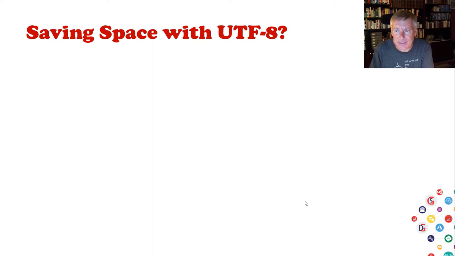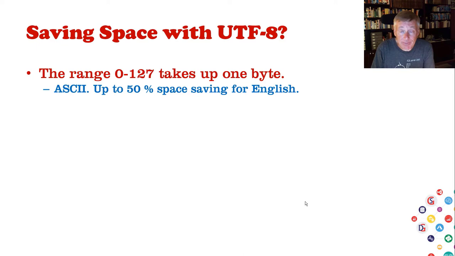Anyway, one reason UTF-8 is popular is because it claims that you can save space compared to UTF-16. Let's have a look at that. For the range from 0 to 127, UTF-8 takes up one byte. That's ASCII, so that's great. If you have an ASCII file, it's also a UTF-8 file. And this means that for English, for example, you save up to 50% space compared to UTF-16.